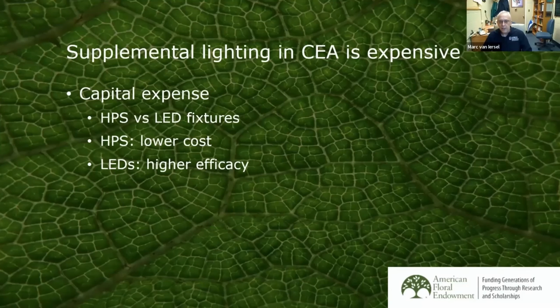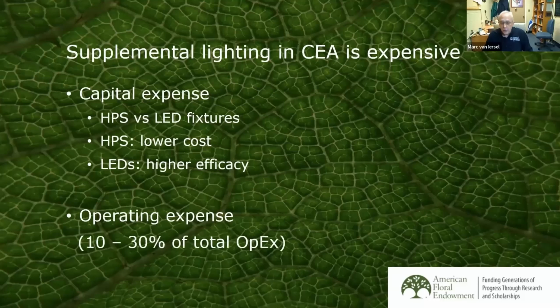The advantage of HPS fixtures is that those are less expensive, but on the other hand, they use more energy. So LEDs have higher efficacy, or they produce more light with the same amount of energy. So that trade-off between HPS and LEDs can be fairly complicated. And getting that choice right is important because the operating expenses, basically what you pay for the electricity to run your lighting system, can be high as well. And in many cases, that may actually account for 10 to 30% of the total operating expenses that you have in running a facility. So making the wrong choice here can have a really negative impact on the bottom line.